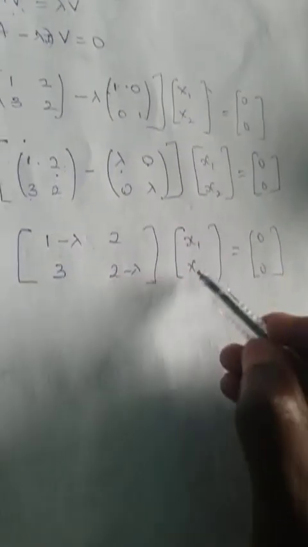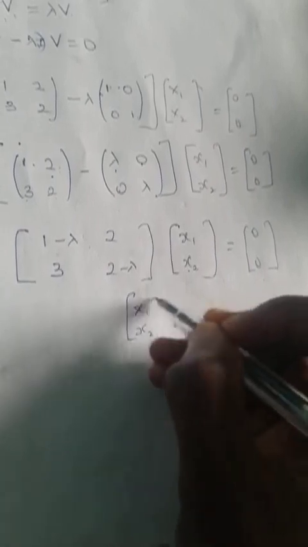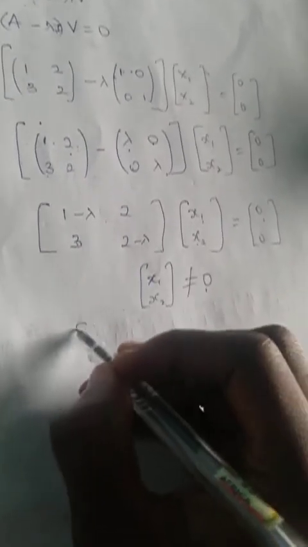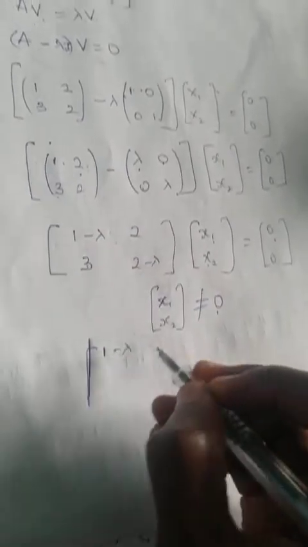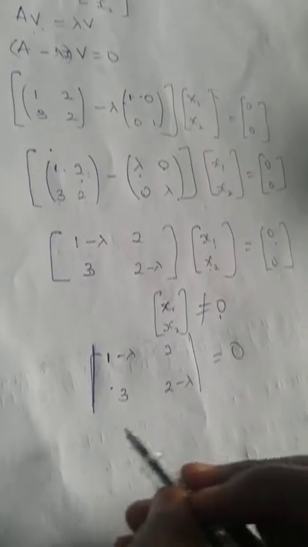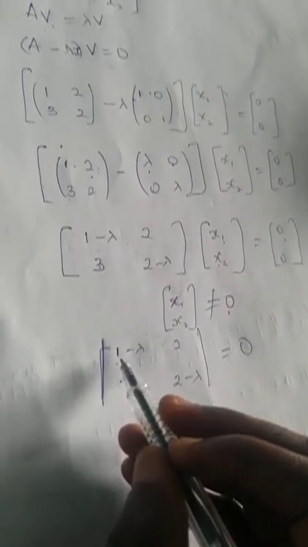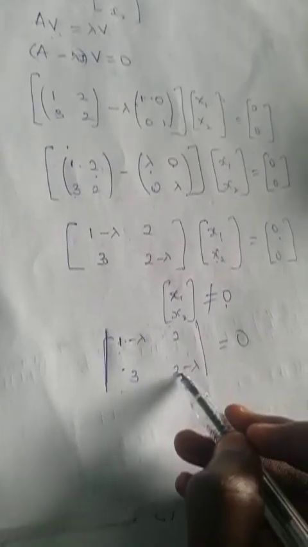The next is that you assume your vector x1 and x2, assume this vector is not 0. Now, if this vector is not 0 and their multiplication is 0, that means the determinant of this here, 1 minus lambda, 2, 3, 2 minus lambda, will give 0. So now let's find the determinant. You know how to find the determinant of a matrix? You multiply the main diagonal. For a 2 by 2 matrix, you multiply the main diagonal minus the other diagonal.